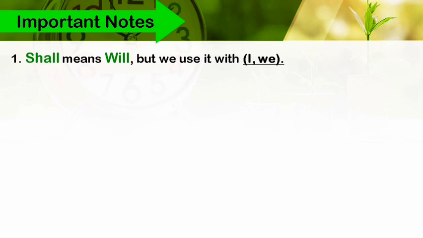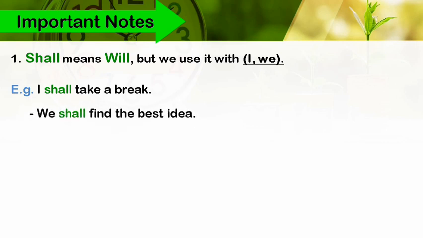Now we have important notes about future tense you have to keep in mind and memorize. Sometimes we use shall instead of will. Shall means will, but we use it with I and we. For example, I shall take a break is the same as I will take a break. We shall find the best idea.